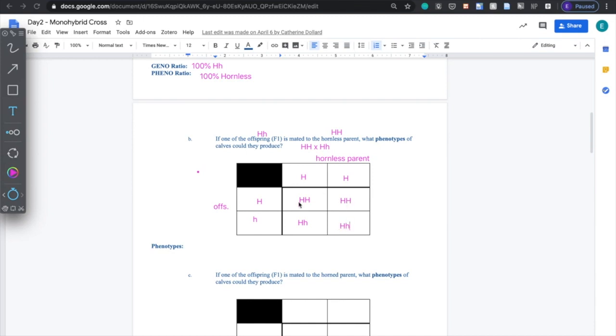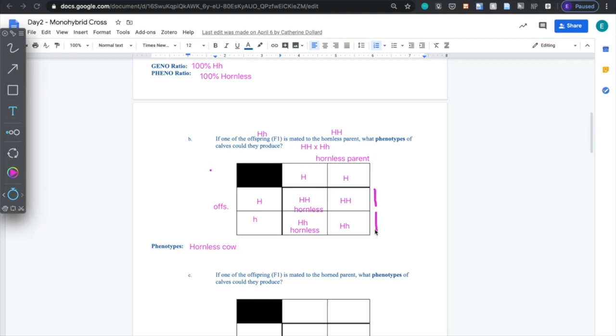So that would be our phenotype ratio, but we don't have to write that. It just wants to know what phenotypes could they produce, right? But we know that that homozygous dominant is going to produce hornless, and we also know that that heterozygous is going to produce hornless, right? So we're going to write those in. Both of those are just going to produce a hornless phenotype, right? So we know that the only possible phenotype that cross could produce is hornless. That's not the only possible genotype, but it is the only possible phenotype, right? The actual trait.